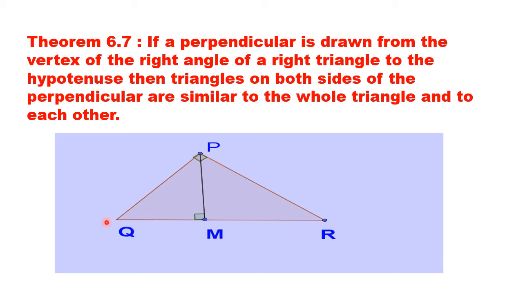Which is the whole triangle? QPR. So we can even say that, let us take this side triangle PMQ. It is similar to QPR. Here I am taking the right angle in the center. Similarly, if I talk about this triangle PMR, then it is also similar to triangle QPR. So this is theorem 6.7.